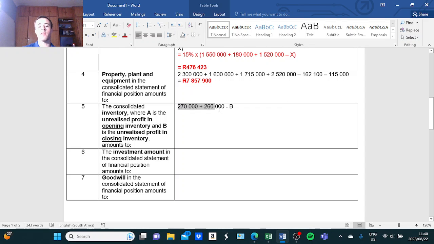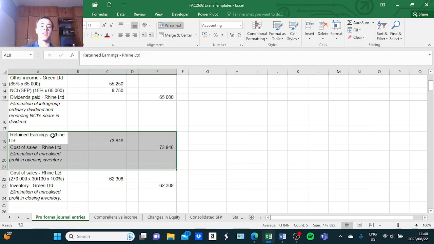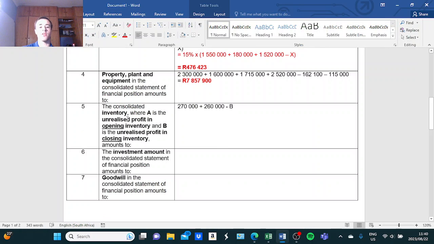So this will be one of the options given for the specific question, where B represents the unrealized profit in closing inventory. As you can see, A is nowhere in this calculation because according to our journal entry for that specific elimination, the inventory balance was not affected. Therefore it should not be taken into account when calculating the consolidated inventory balance.